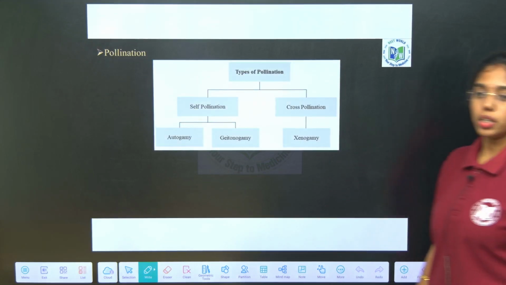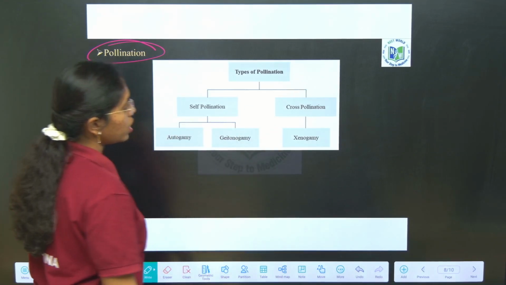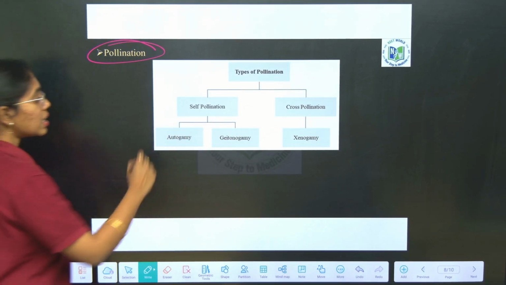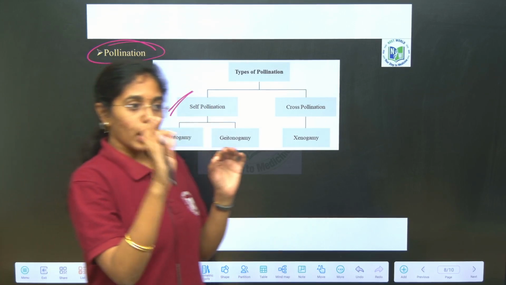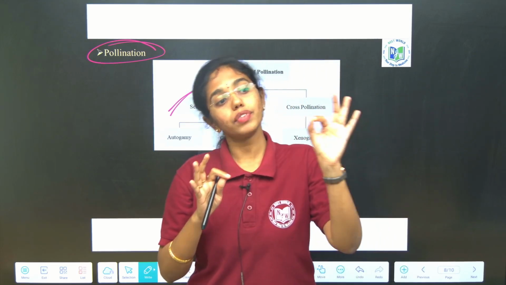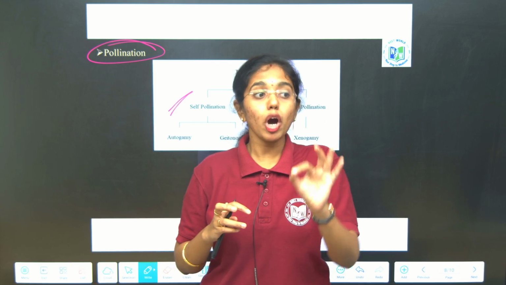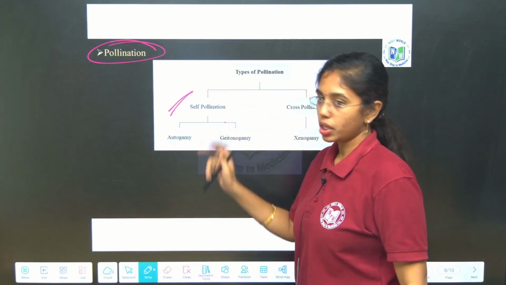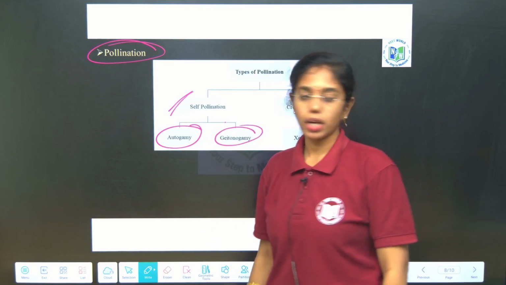Next, pollination. We have 2 types of pollination. One is self-pollination, second is cross-pollination. What is self-pollination? Self-pollination indicates that the pollen grain from the same plant is germinating on the stigma of the same plant, of a different flower might be, or on the stigma of the same flower of the same plant also, is considered as self-pollination. Self-pollination is of 2 types, autogamy and geitonogamy.